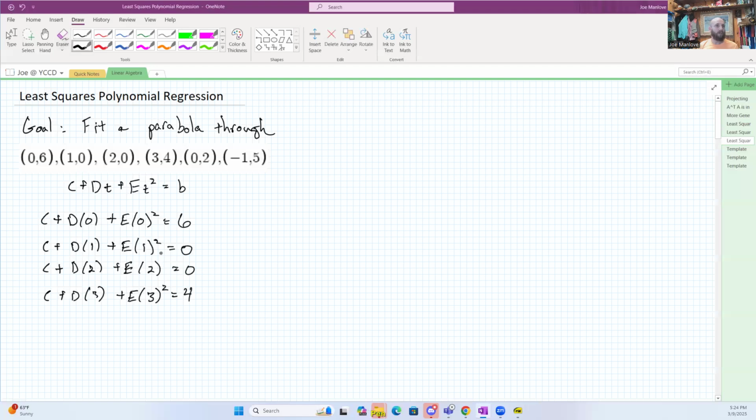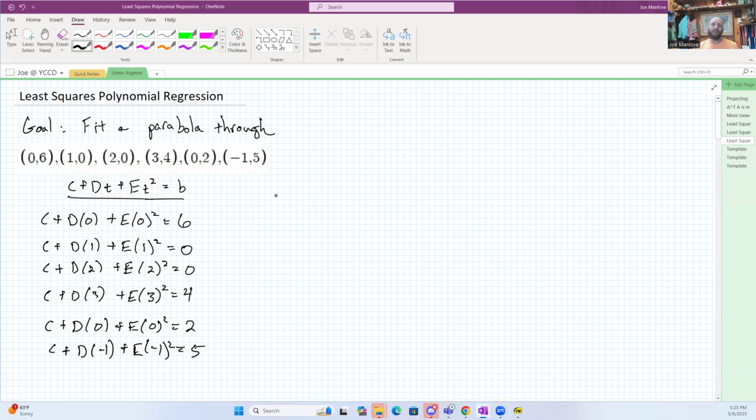Oops, that was supposed to be a 2. And c plus d times 0 plus e times 0 squared is supposed to equal 2. And c plus d times -1 plus e times -1 squared equals 5. Okay, a bit much, but not too bad.